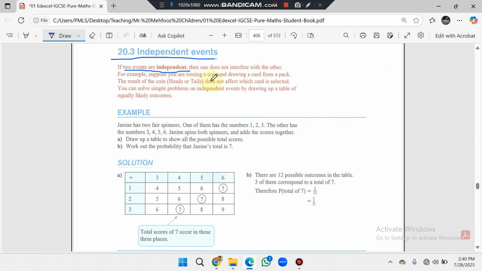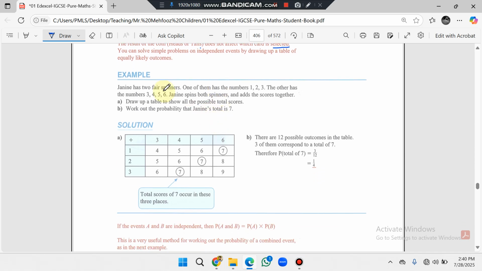For example, suppose you are tossing a coin and drawing a card from a pack. The result of the coin, head or tail, does not affect which card is selected. So both are independent. You can solve simple problems on independent events by drawing a table of equally likely outcomes. Here is the example.